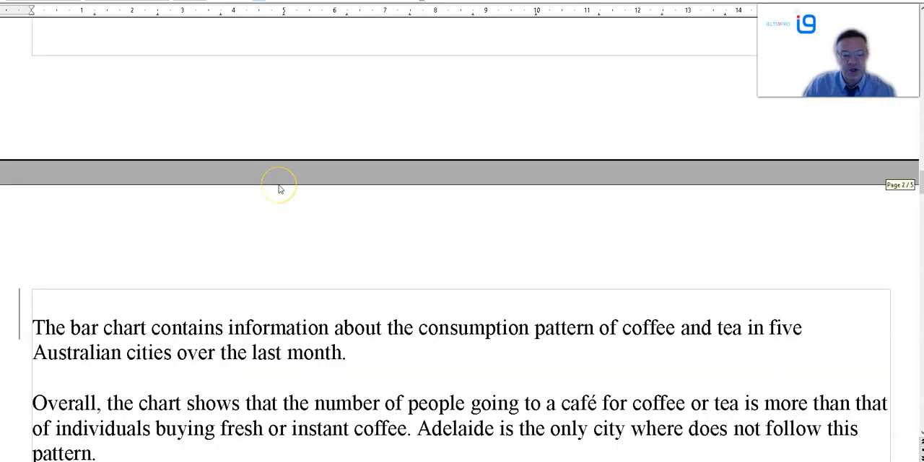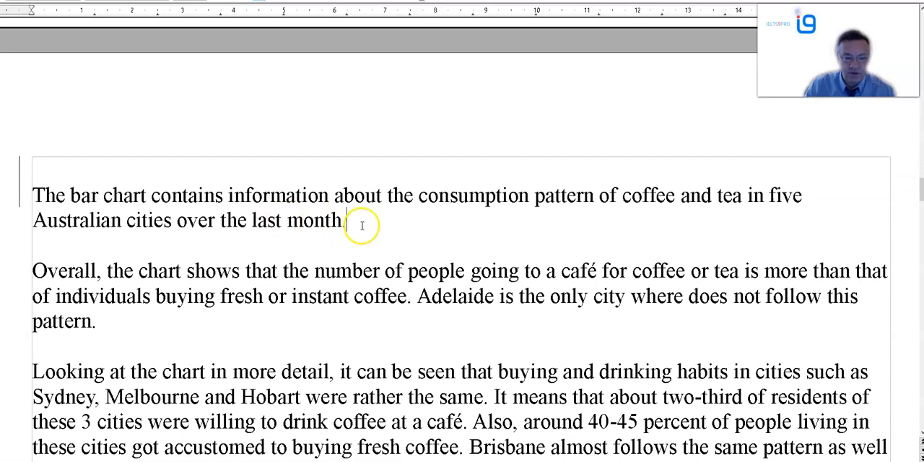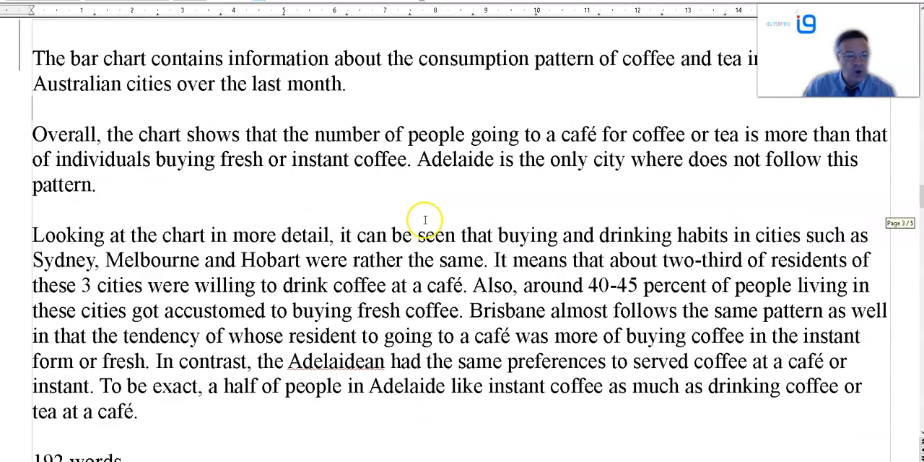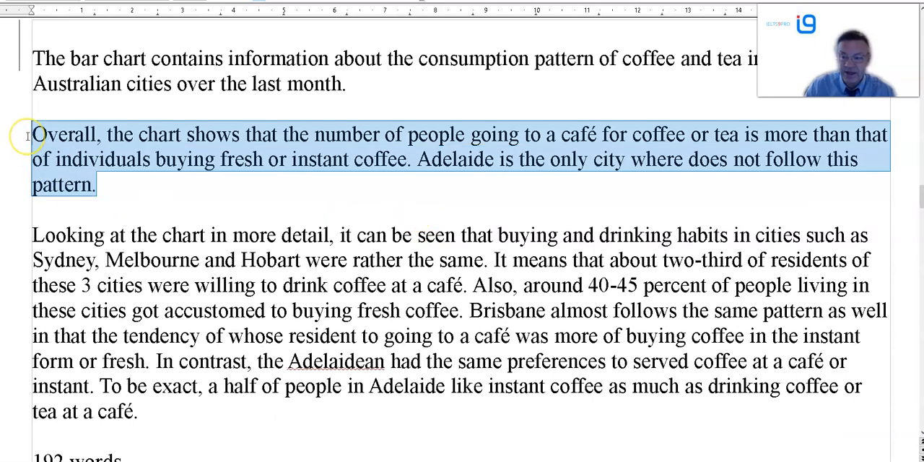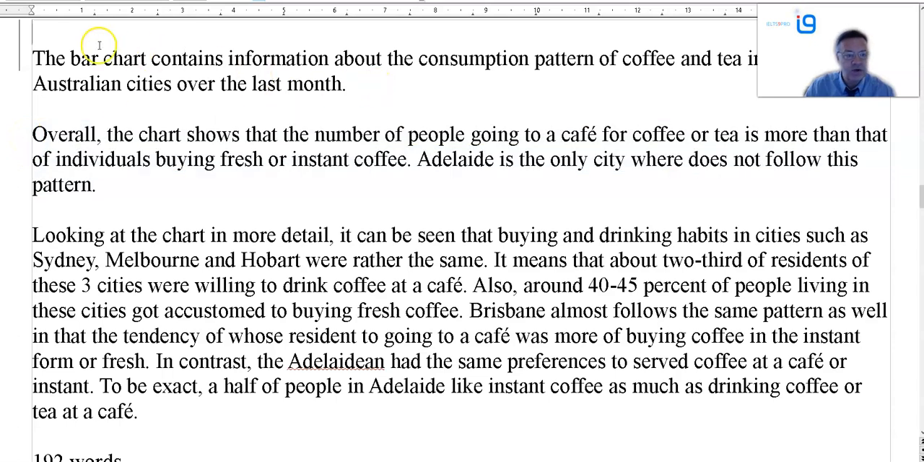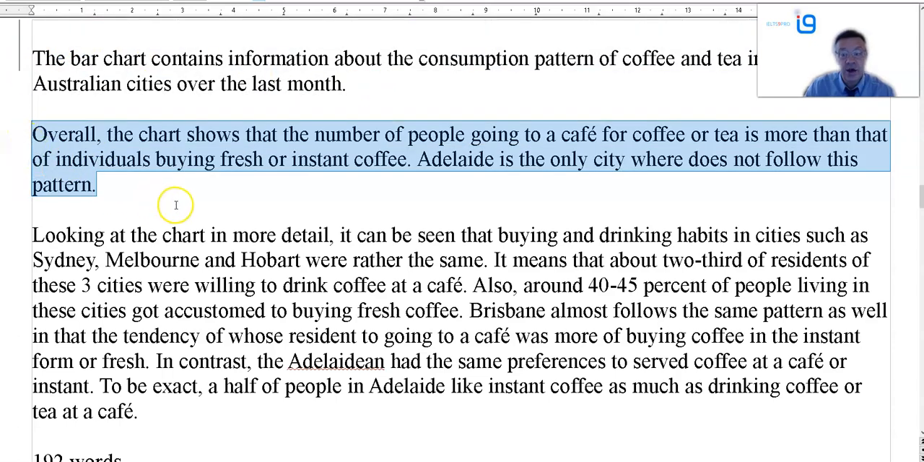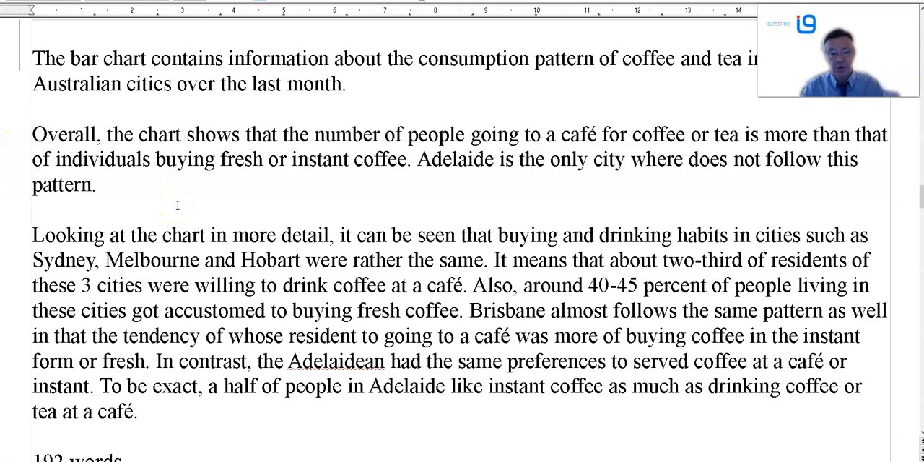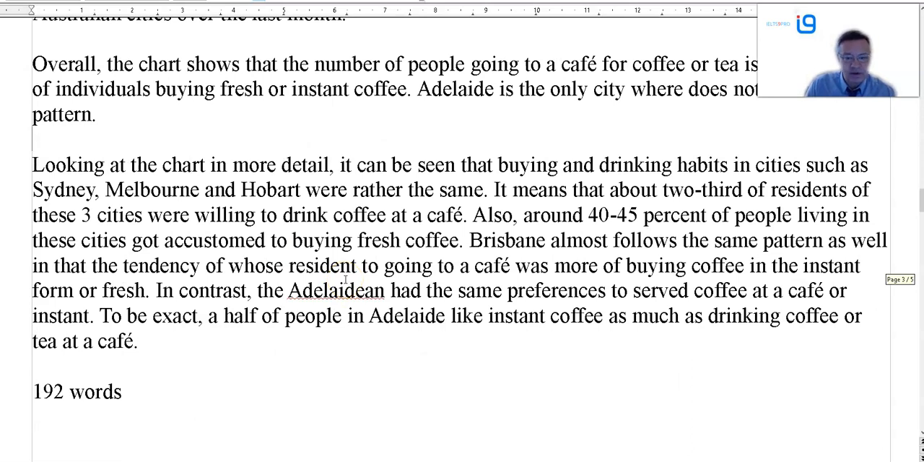Bar chart contains information about the consumption pattern of coffee and tea. Right, okay, that's good. Overall, the chart shows more than that. That is good. Very good. Right, good, clear introduction. Good, clear overview. Cafes more than buying fresh or instant. You could have maybe said this is, first, second, third, but it's kind of implied. And when you've got the outlier, Adelaide, that's very good. Chart in more detail. Drinking this were rather the same, or all almost the same.